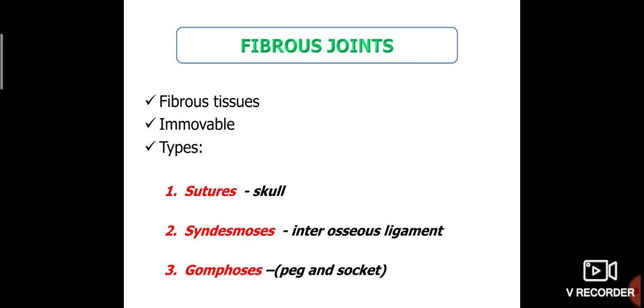Syndesmosis joint can be seen in the radioulnar joint, because here the two bones are connected by an interosseous ligament. Then gomphosis is the joint between tooth and socket. Between tooth and socket there is a fibrous material called the periodontal ligament. So fibrous joints means the material connecting the two bones is a fibrous tissue.